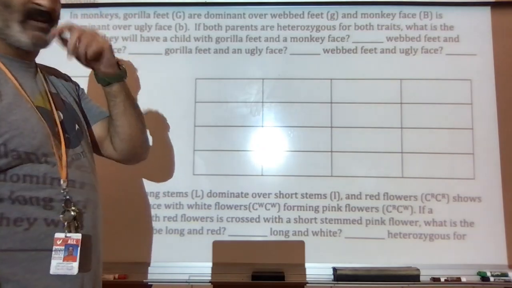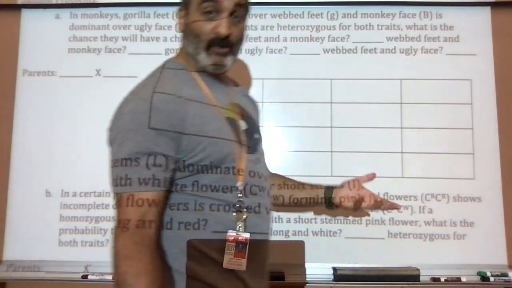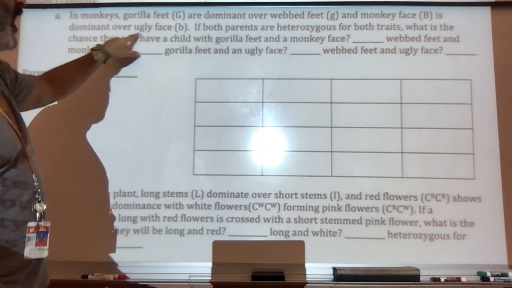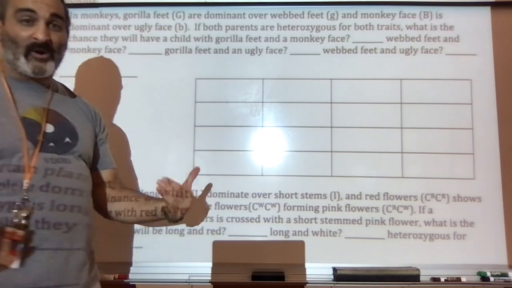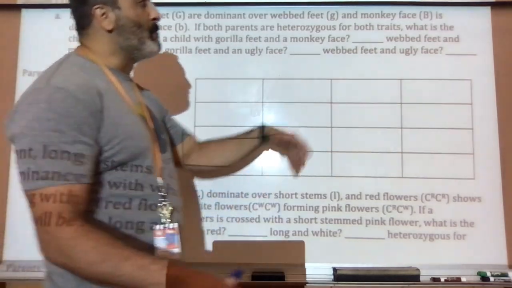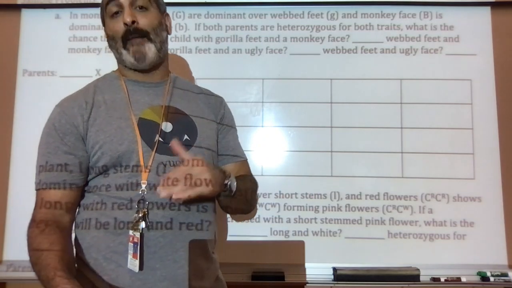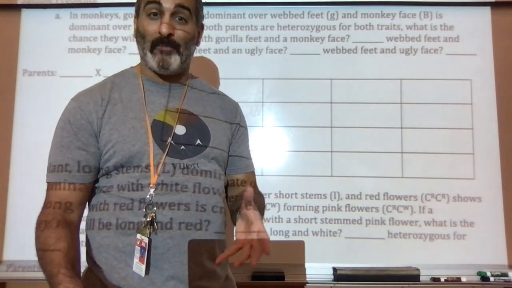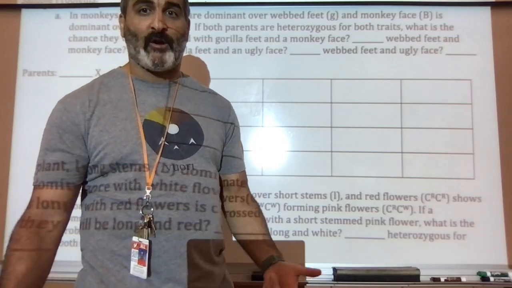The other characteristic has to do with the letter B. Monkey face is a capital or an uppercase B. Ugly face is a lowercase b. So to be ugly in this case, 2 lowercase b's. To be monkey face, it could be a capital B and a capital B, or a capital B and a lowercase b, because of the dominant characteristic. You just need one of the dominant letters to show the characteristic.